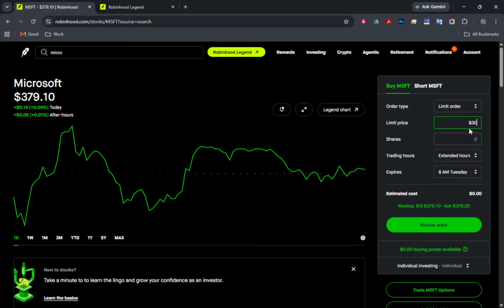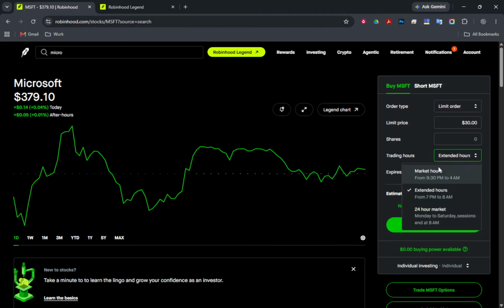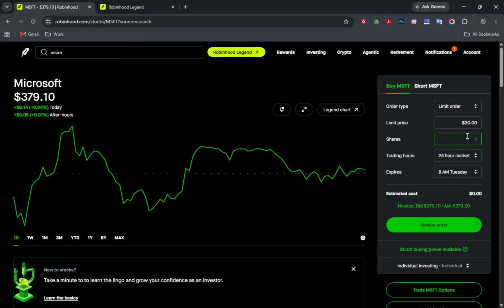Next up, you'll need to select the trading session. When available, choose either extended hours for pre-market and after-hours trading, or the 24-hour market for eligible securities. Each session offers unique opportunities depending on the securities you're interested in. This choice allows you to tailor your trading strategy based on the time frame that fits your needs best.